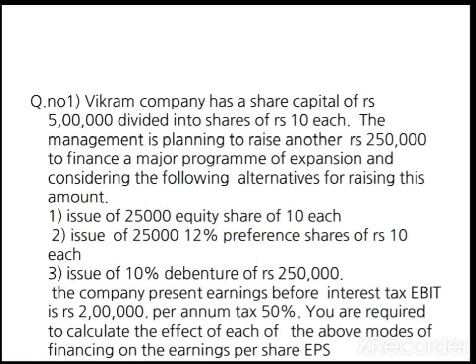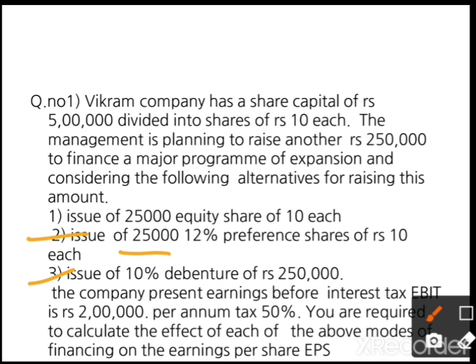Okay, that is very important. Is there any preference shares or debentures? No. Whatever plan 1 is, it is equity shares. Plan 2: 25,000 12% preference shares of rupees 10 each. It means in plan 2, the entire 25,000 shares are preference shares. Plan 1 is all equity shares, and plan 2 is entirely preference shares for 2,50,000, and plan 3 is the issue of 10% debentures of rupees 2,50,000.